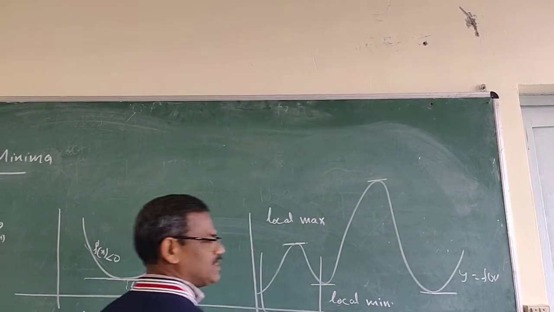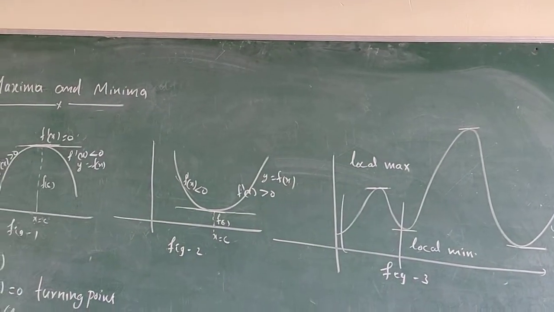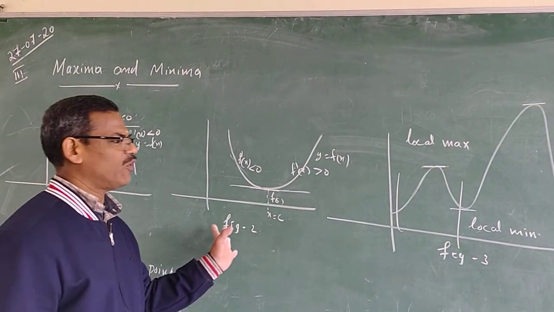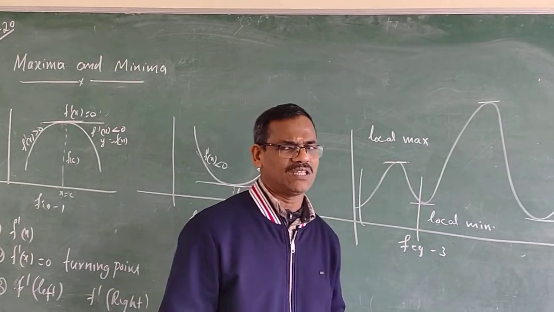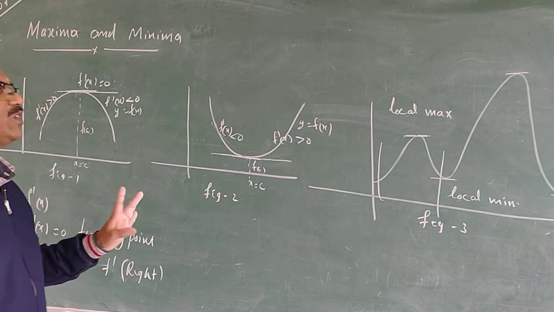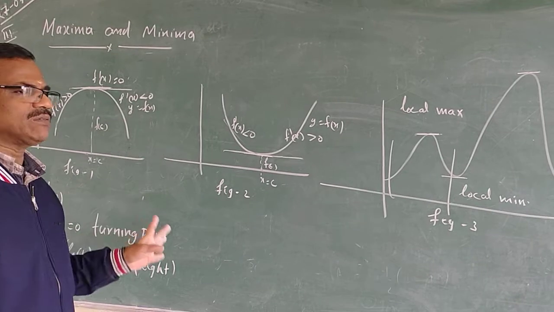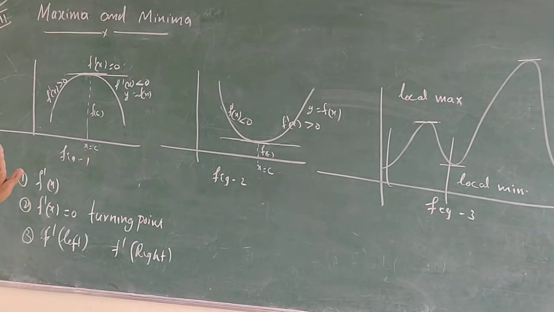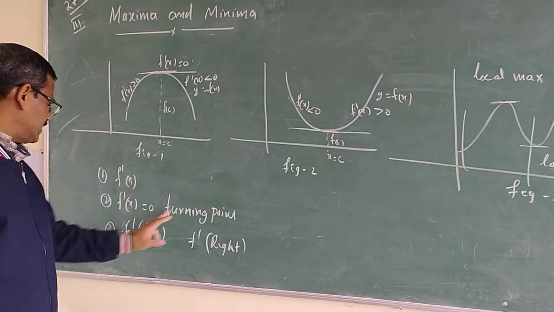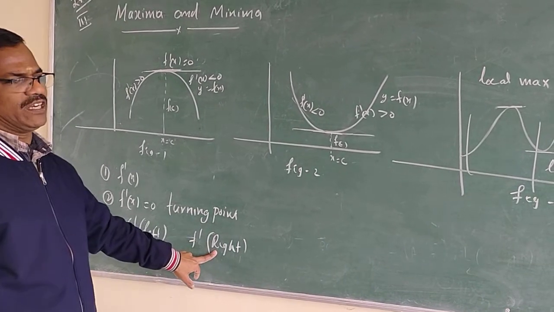This is almost the same as the maxima and minima only, but we use the words local maxima and local minima to avoid that confusion. Sometimes people ask how there can be more than one maxima and more than one minima. To avoid that, we use local maxima and local minima. So what are the methods for finding local maxima and local minima? Find f dash x equal to 0, get the turning point, and then find f dash left of the turning point and f dash right of the turning point.